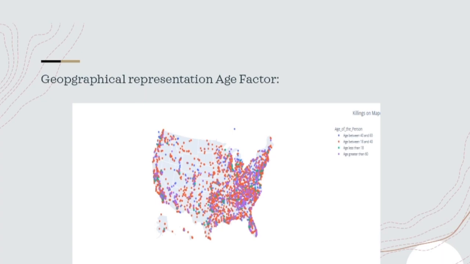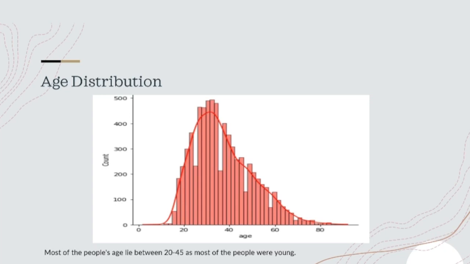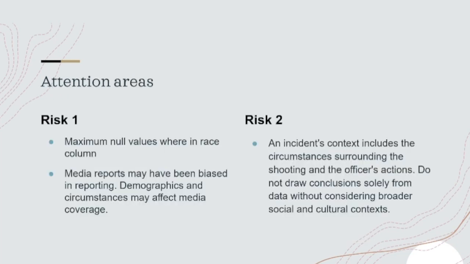Coming to the geographical representation using the age factor, we can see that the age between 18 to 40, indicated in red color, has the most people who died in this age group. Now, when we look at the age distribution using the histogram, the age is represented on the x-axis and number of shootings on the y-axis. The analysis revealed that the majority of individuals involved in the police shootings were young, with most falling within the age range from 20 to 45.